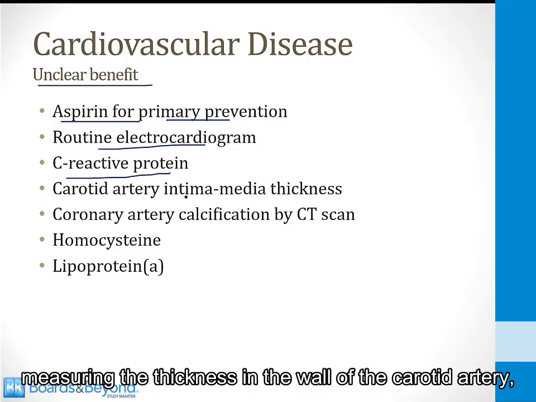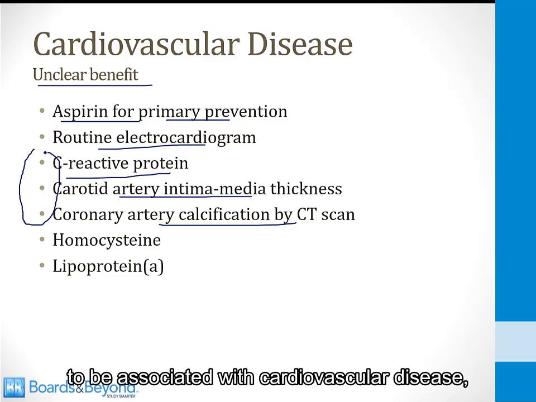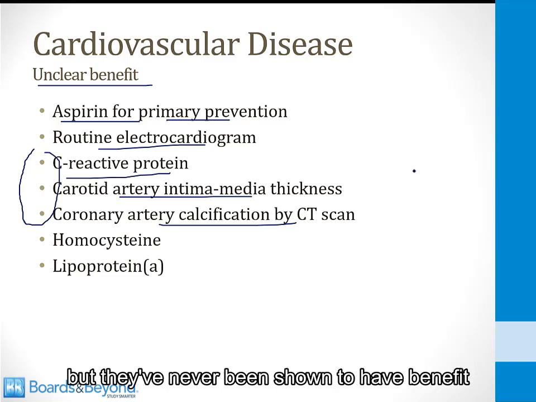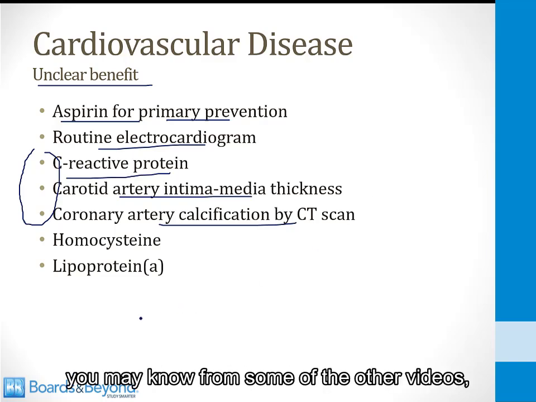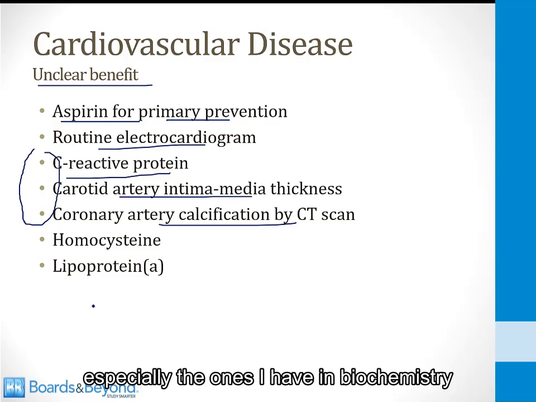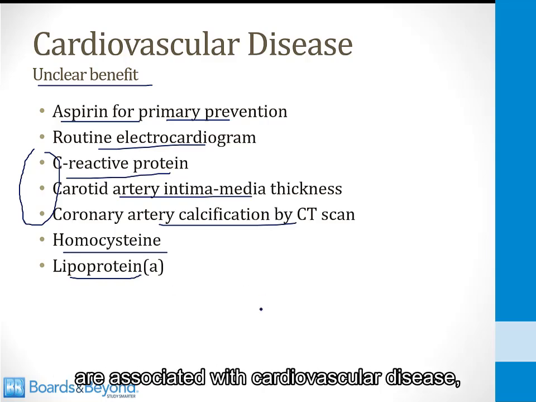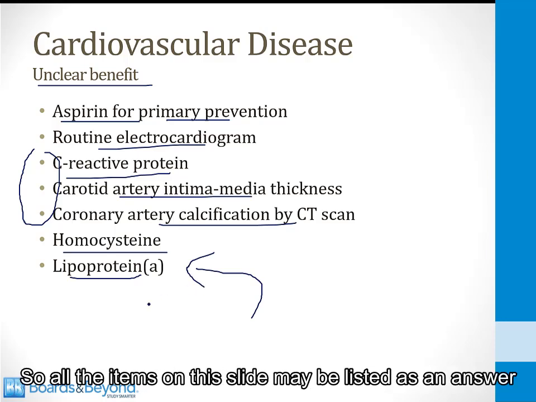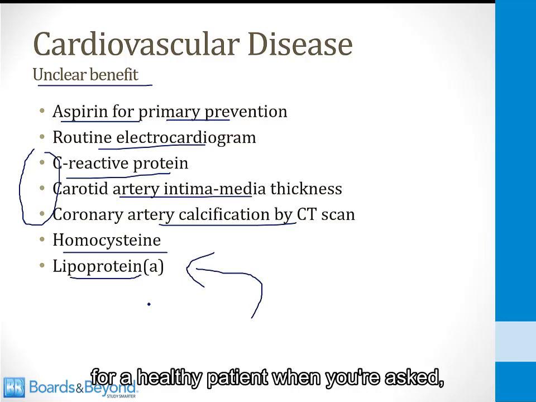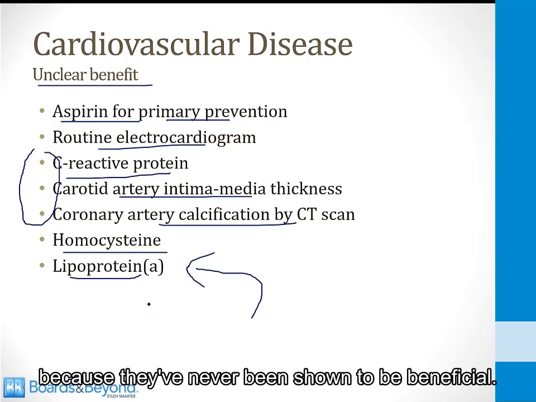C-reactive protein, measuring the thickness in the wall of the carotid artery, or measuring calcification by coronary CT scan. All of these things have been shown to be associated with cardiovascular disease, but they've never been shown to have benefit in terms of screening asymptomatic patients. And then finally, you may know from some of the other videos, especially the ones I have in biochemistry, that high levels of homocysteine or lipoprotein A are associated with cardiovascular disease, but measuring these in a healthy patient has never been shown to do any good. So all the items on this slide may be listed as an answer for a healthy patient when you're asked what should you do next. Usually these are going to be the wrong answer because they've never been shown to be beneficial.